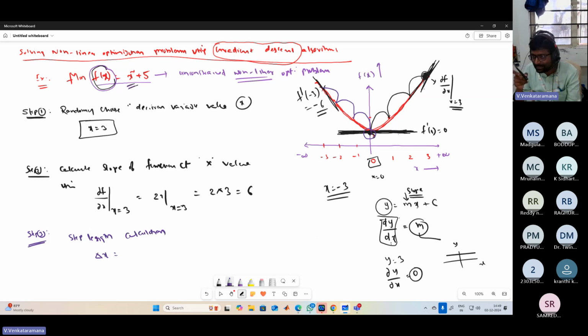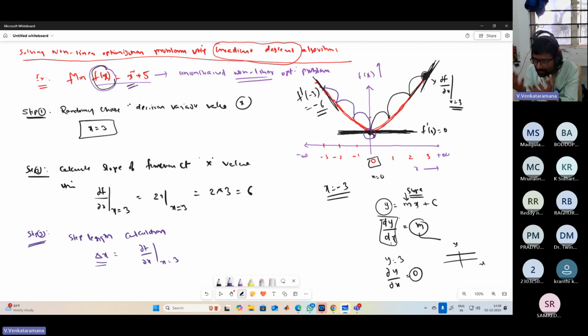I said that if your gradient is positive, move toward the negative. If the gradient is negative, move toward the positive. How do we calculate the gradient? Dou f by dou x at x equal to 3, the current point. If the gradient is positive, move the point toward the negative side. If the gradient is negative, move the point toward the positive side. So you can see it is opposite.